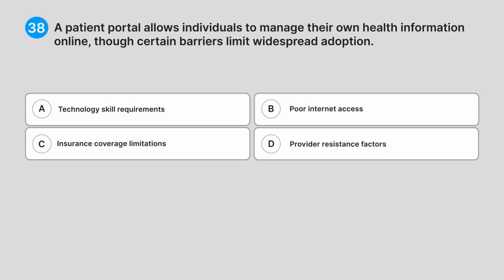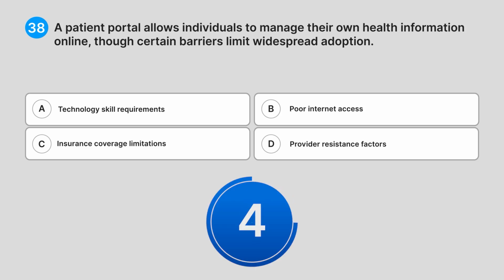38. A patient portal allows individuals to manage their own health information online, though certain barriers limit widespread adoption. A. Technology skill requirements. B. Poor internet access. C. Insurance coverage limitations. D. Provider resistance factors. Do you know the answer?